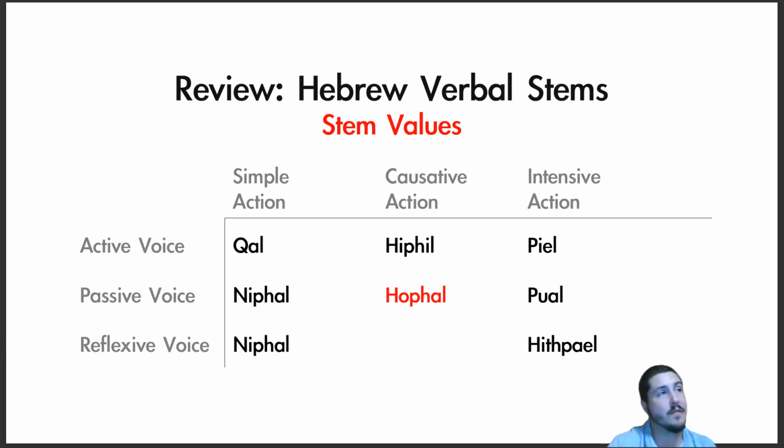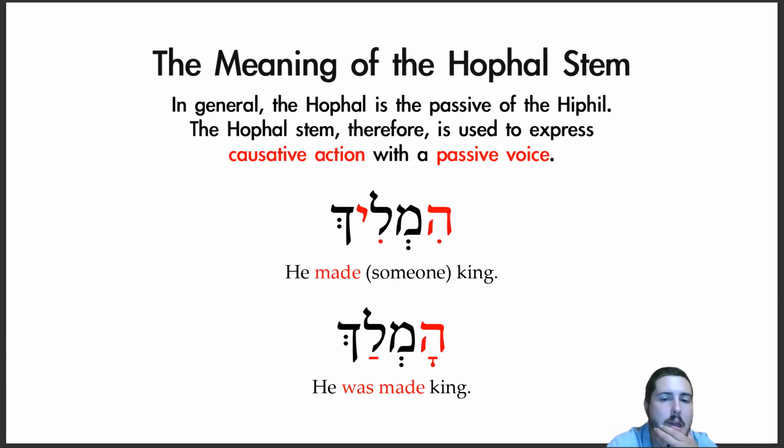But if you know Qal, right? If you get Qal now, you kind of understand Hifil, you're going to get Hofal. It's going to make sense. The meaning of the Hofal stem is the passive of the Hifil. Hofal stem is therefore used to express the causative action with a passive voice. He made someone king, that's Hifil. He caused him to be king. He made someone king, hemlik. He was made king, homlak. He was made king. See that passive nature of it?